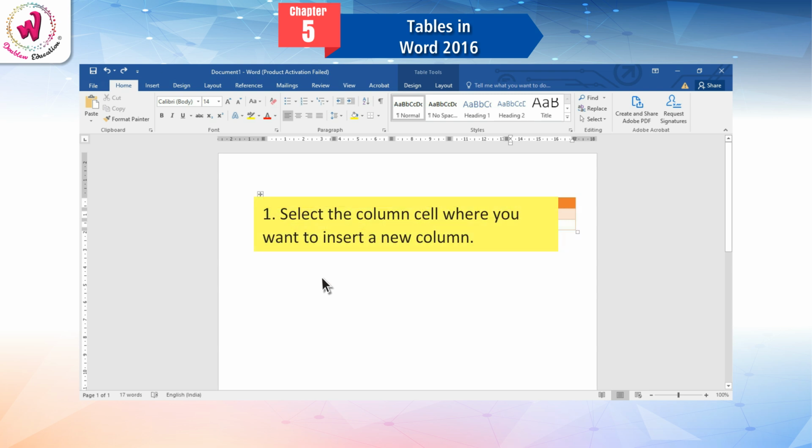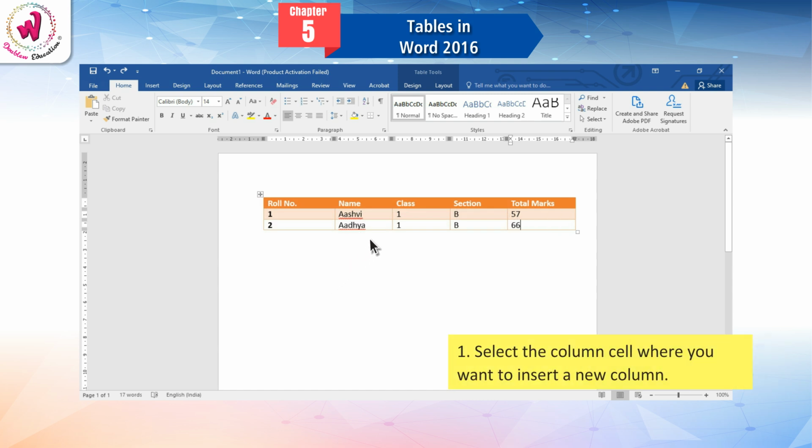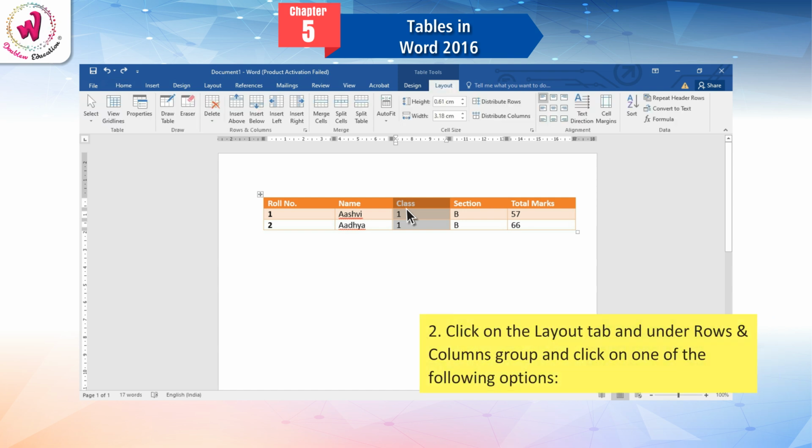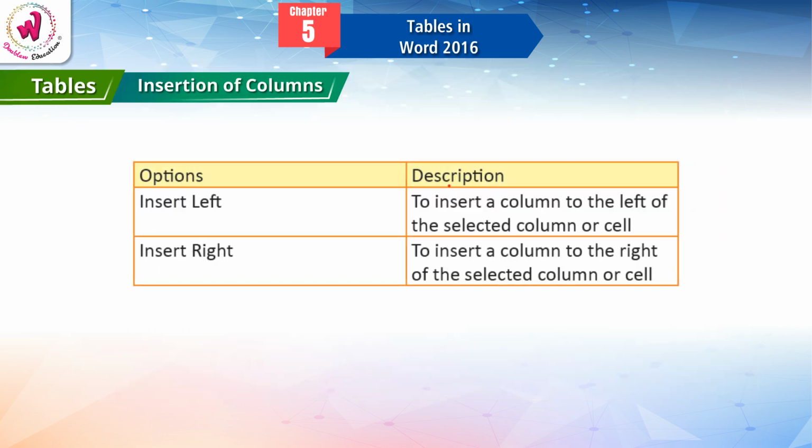Insertion of columns. The steps to insert column or columns in a table are as follows. 1. Select the column cell where you want to insert a new column. 2. Click on the Layout tab and under Rows and Columns group and click on one of the following options. Insert left, to insert a column to the left of the selected column or cell. Insert right, to insert a column to the right of the selected column or cell.